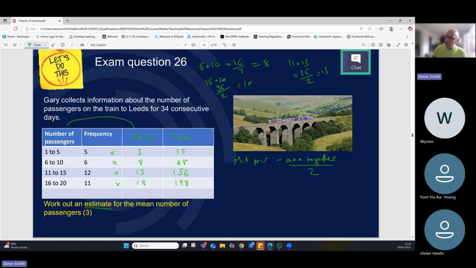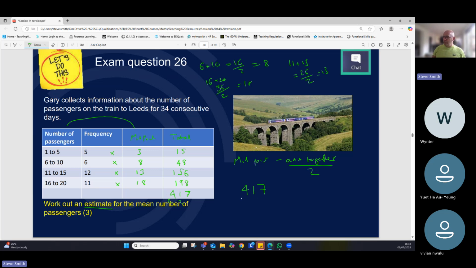Right, and then once we've got all the midpoints and we've done all the multiplications of the frequencies, we've got the total number of passengers, and it's still an estimate, and we're going to add them all up. 15 add 48 is 63, add another 156, that's 219, add another 198, that's 417. So I had a total number of 417 passengers about, not a science, don't forget it's an estimate.